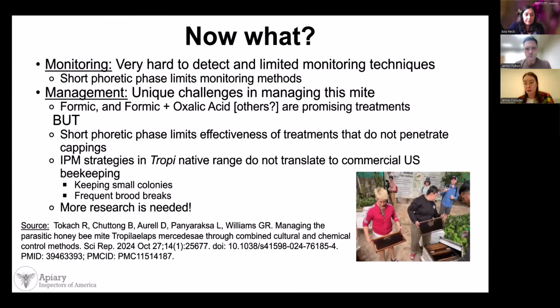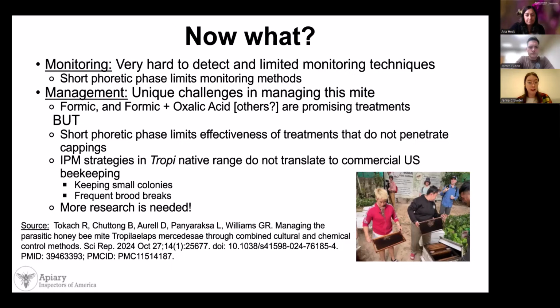So now what with this information? If monitoring is very difficult and it's hard to detect these mites and we have a limited selection of monitoring techniques, we start to think about management, right? Again, with the short phoretic phase and how much time these mites spend under the cappings, that presents unique challenges for management. The most promising options are formic acid, potentially combined with oxalic acid treatments.